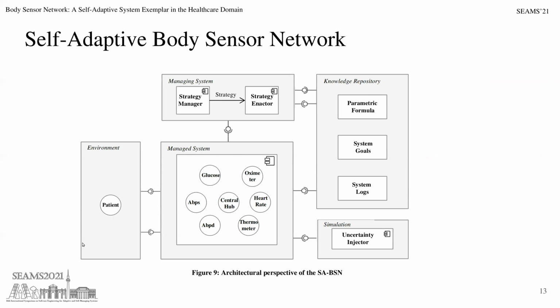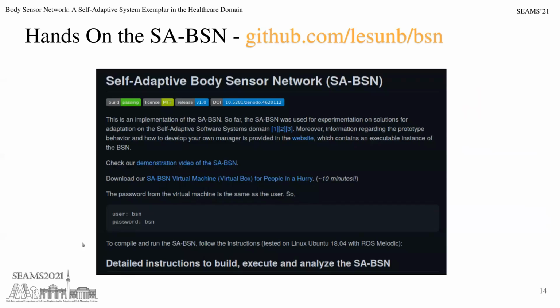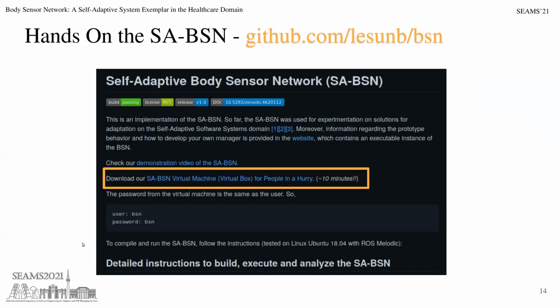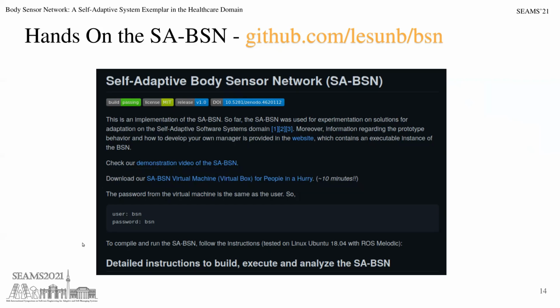Okay, how can we use the BSN? First thing you need to do is to go on our GitHub page, github.com/lesunb/bsn. There, you will see that you have 2 options. First, you can use our virtual machine for people in a hurry. This will take around 10 minutes if you have all the prerequisites in your computer already. Or you can follow our detailed instructions to build, execute, and analyze the BSN. For that, we highly recommend that you watch our demonstration video posted on YouTube.